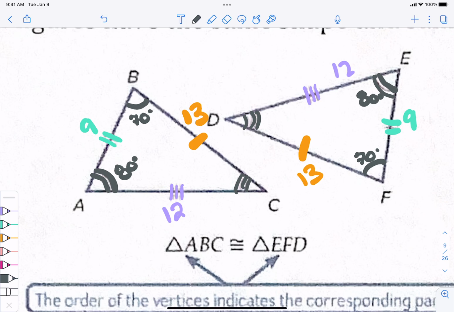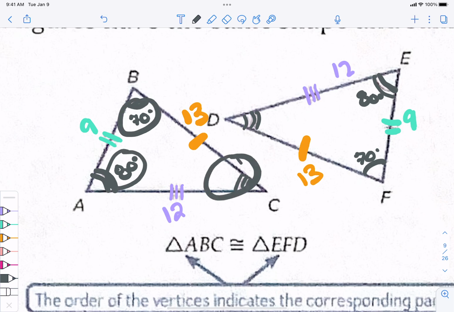180 always, right? Always 180 degrees. So if this one is 80 and this one is 70, what's this one have to be? Yeah, 30. In order for it to add up to be 180, that has to be 30 degrees, which means that D is also 30 degrees and they match up, right?